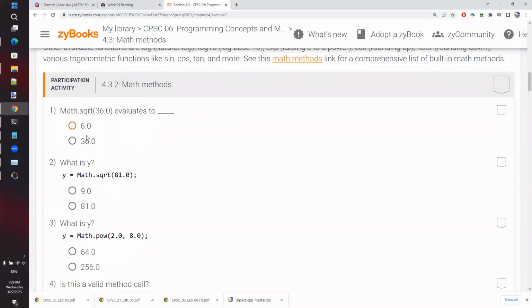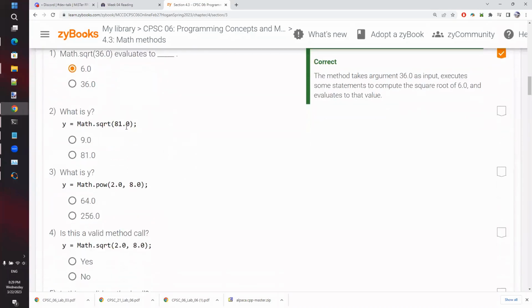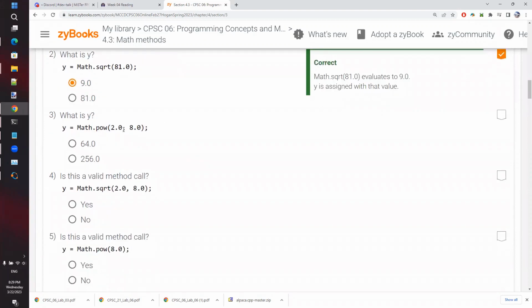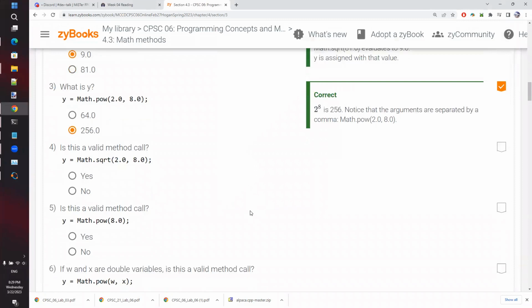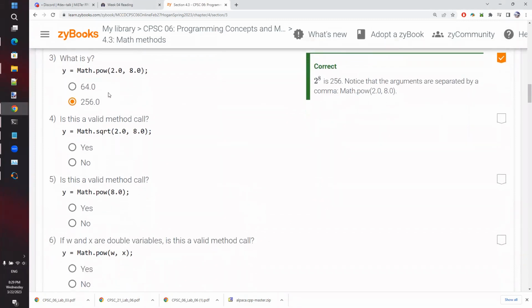at first they're just going to make sure that we understand what these functions are doing. And so you just make sure we understand the math. So like Math.sqrt(36), that's just the square root of 36, which is 6. Math.sqrt(81), square root of 81 is 9. Math.pow(2, 8), you need to understand that that is 2 to the power 8, which you can grab a calculator and figure out. It's 256. Yeah, again, notice that you have to use a comma between the 2 and the 8 there. That's how it's done.